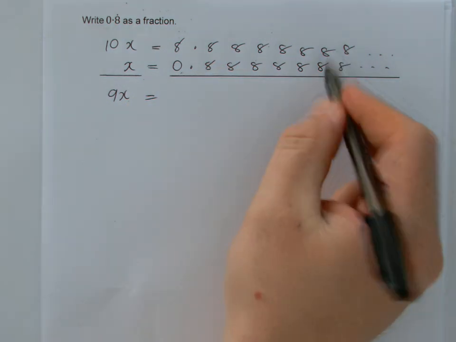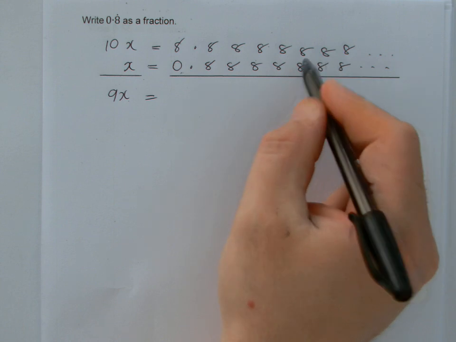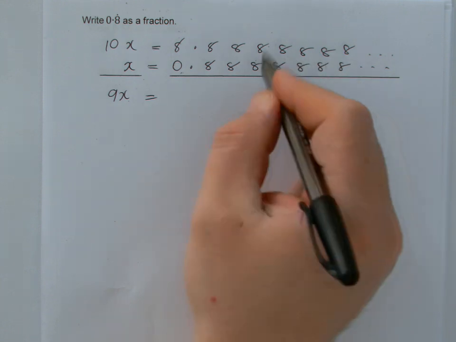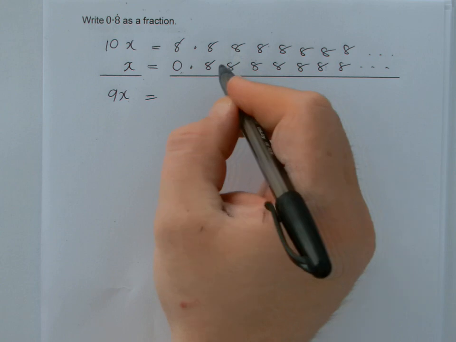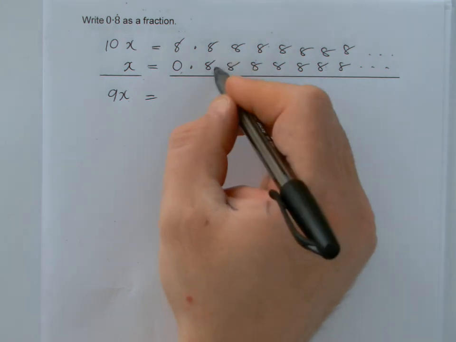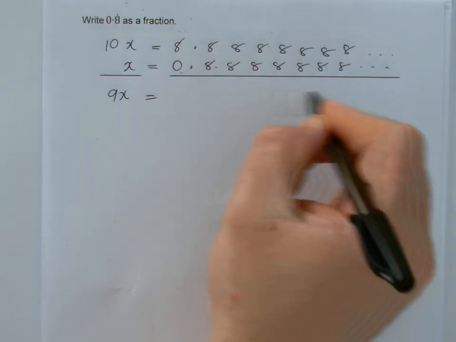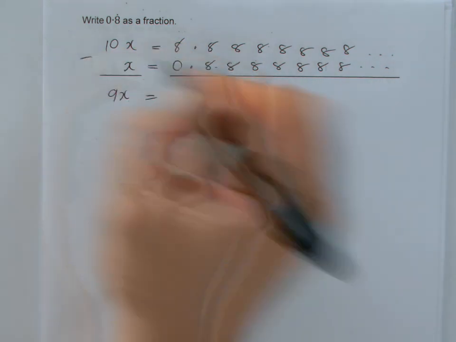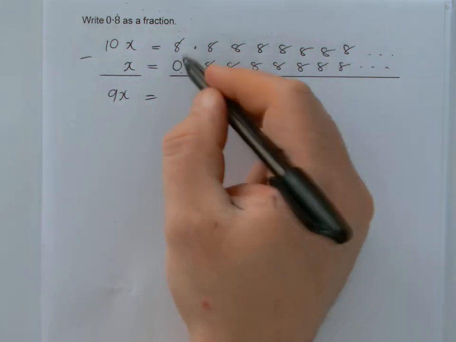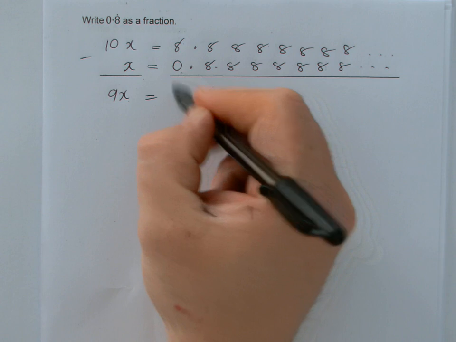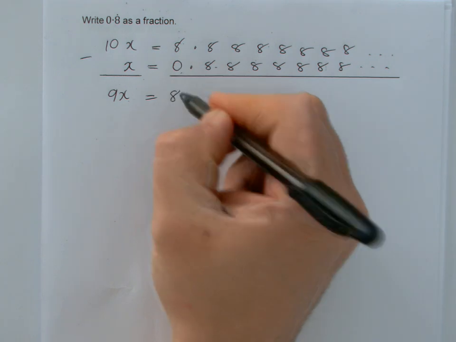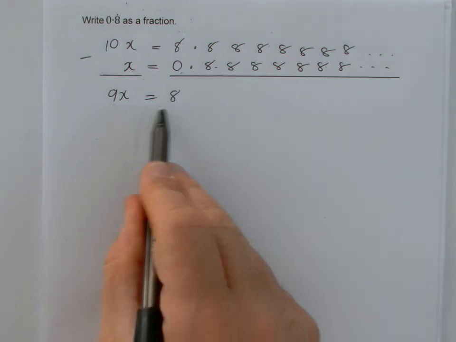So 8 take away 8, 8 take away 8, 8 take away 8. Notice they'll just all cancel. All of these will be 0. 8 take away 8 is 0. So all of this will be 0 when I take away. And then we're left with the unit here, 8 take away 0, which is 8. So I end up having 9x equals 8.